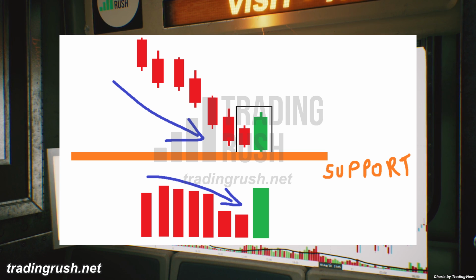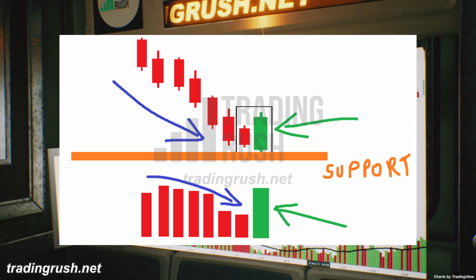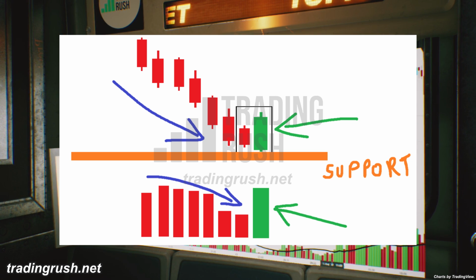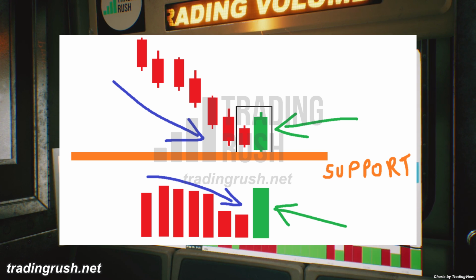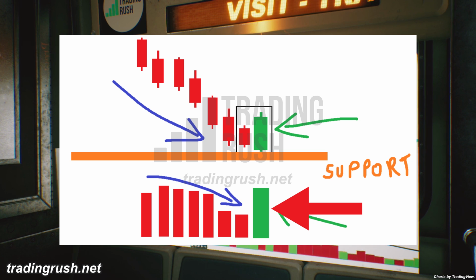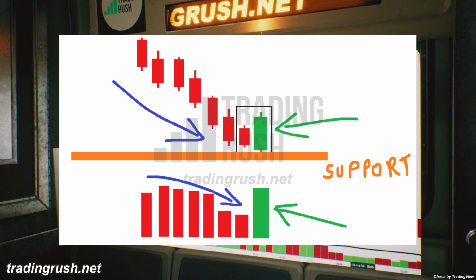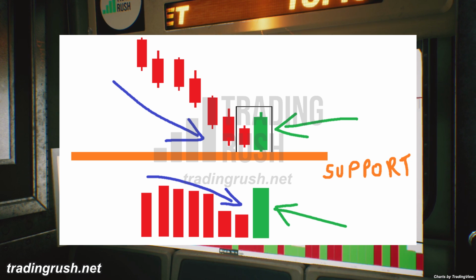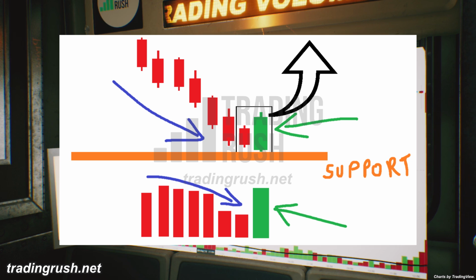As the price is coming down to your support area, you see the volume decreasing. When it touches your support area, a bullish engulfing pattern is formed. An engulfing pattern is a good sign as it indicates a reversal. But this one is even better, because this bullish engulfing pattern has higher than average volume on the green candle. This means that there is high buying demand near the support area you drew. After this engulfing pattern, there is a high chance that the price will move higher.